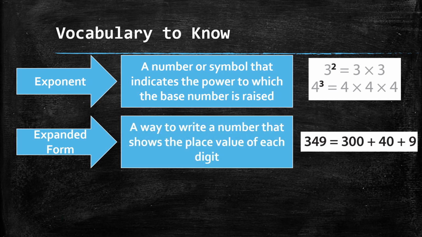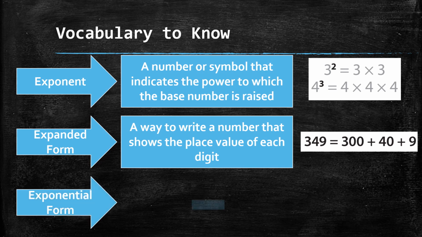Another vocabulary word we would like to review is expanded form. We've been working on expanded form all year. It is a way to write a number that shows the place value of each digit. We have the example 349 written in expanded form equals 300 plus 40 plus 9.